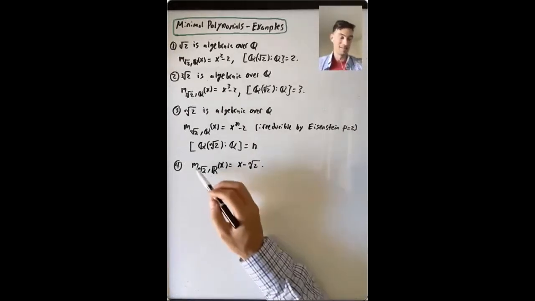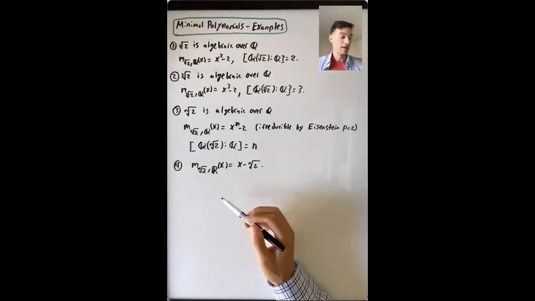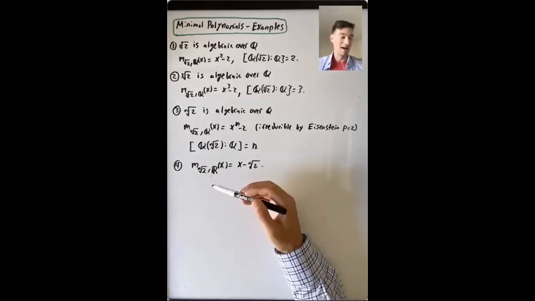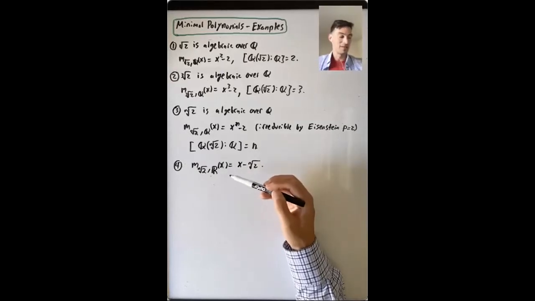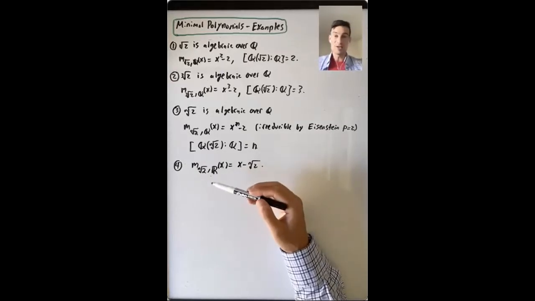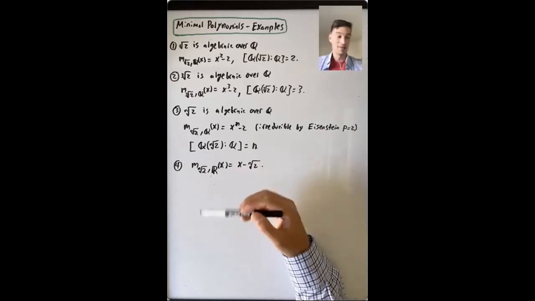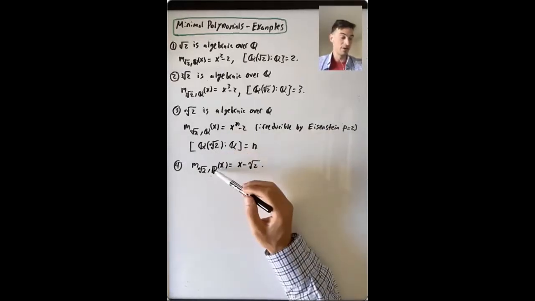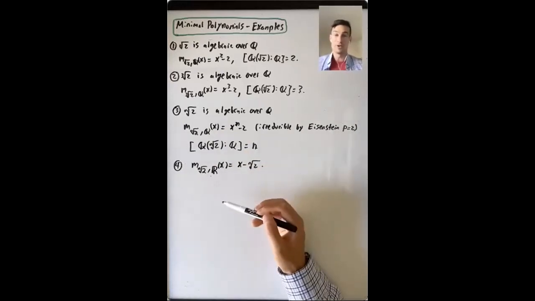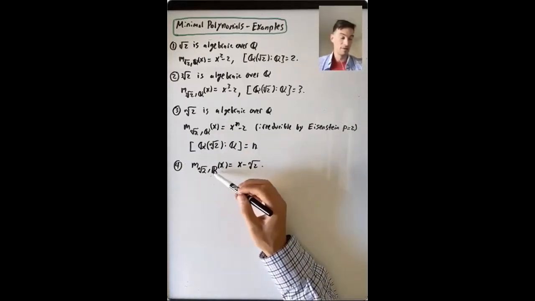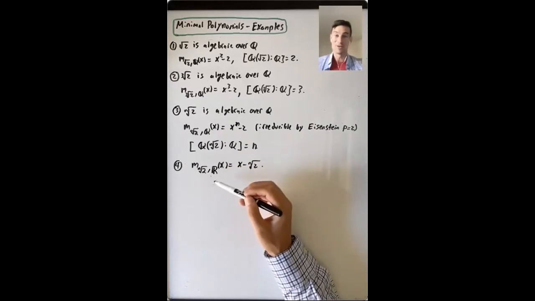So this is kind of an extreme example, but this is something that we'll see throughout the rest of the course, that as you change the field that you're looking at, here it's Q, here it's R, maybe you could pick something in between, the minimal polynomial will change. So it's important to really think about what is the field that you're thinking about your minimal polynomial being over.